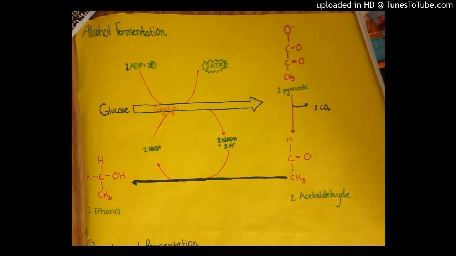During the process, two NADH and two H+ are used to make two NAD+, so that the two NAD+ can be used in glycolysis again. The end product of alcoholic fermentation is 2 ethanol. Also, ADP and inorganic phosphate are used to make ATP, and 2 ATP are made during the process.